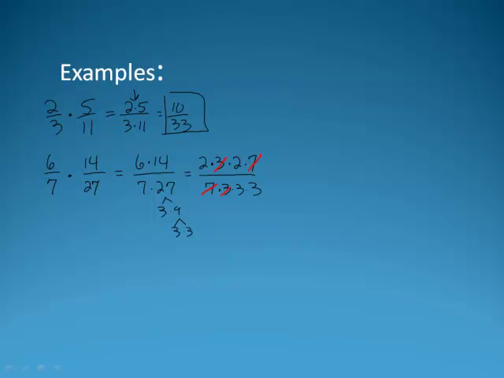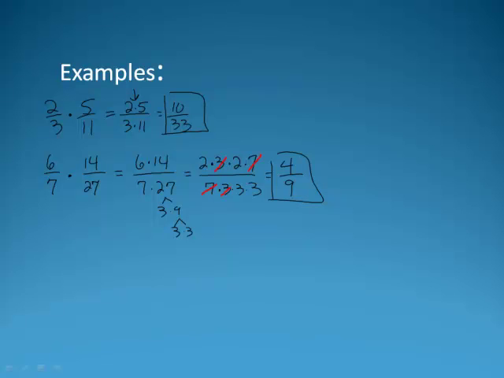And that gives us, if you do that multiplication, 2 times 2 is 4, and 3 times 3 is 9. And our final answer in reduced form would be 4/9.